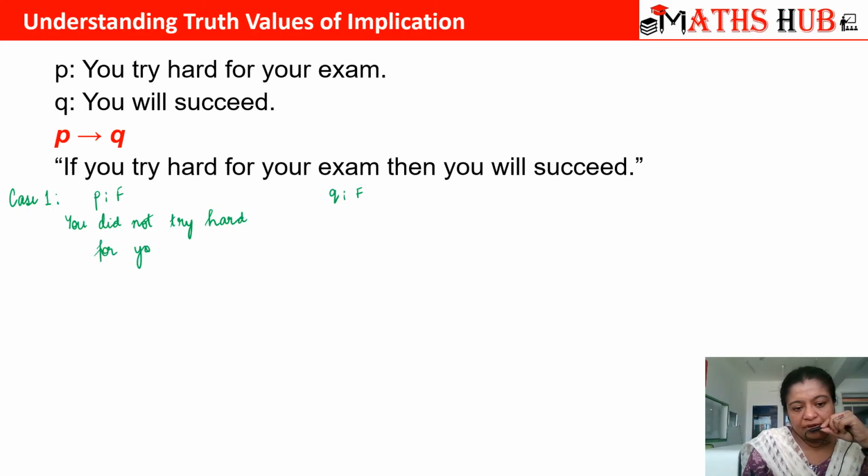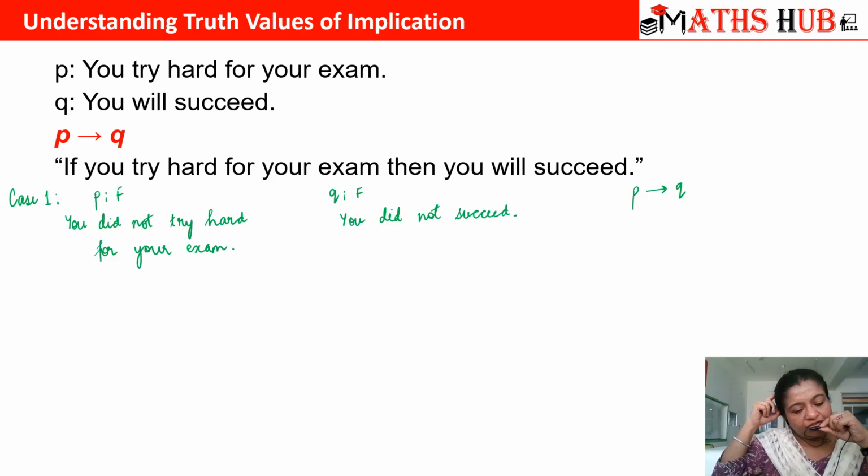And what will be the statement Q when Q is a false statement? That you did not succeed. Obviously, you failed, right? So you did not succeed. Now, what will be then P implies Q? If you try hard, only then you will succeed, right? So if you did not try hard for your exam, you did not succeed. So isn't it true? That is quite obvious, right?